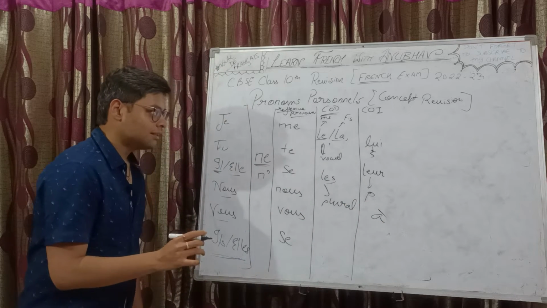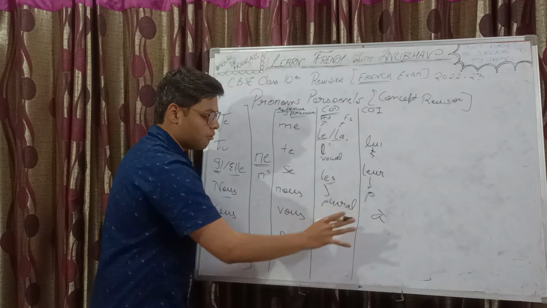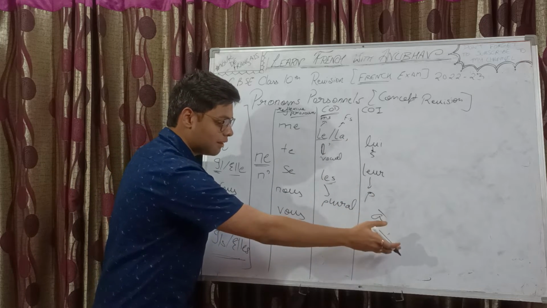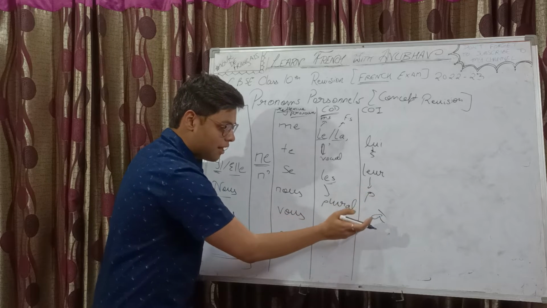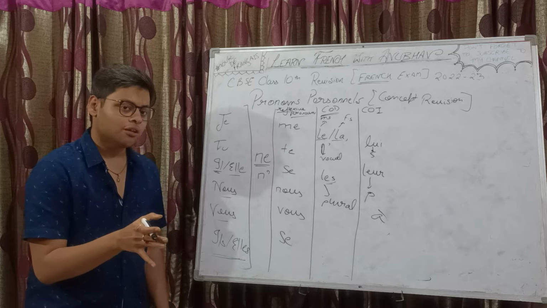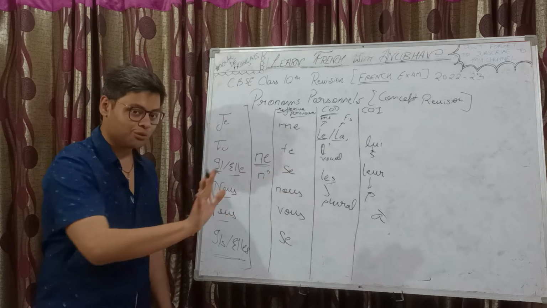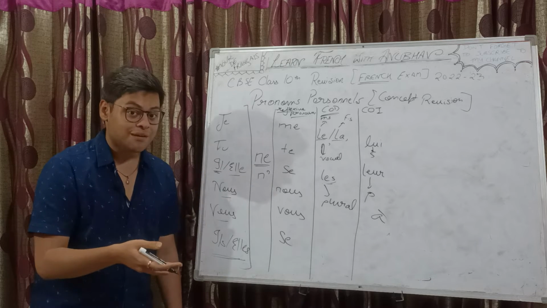So you can say that these lui and leur you are going to use when some noun is preceded by à, and not just any noun, because when it's an inanimate object preceded by à, you use the pronoun y, which we are going to discuss now, don't worry. Okay, then you use y, right?